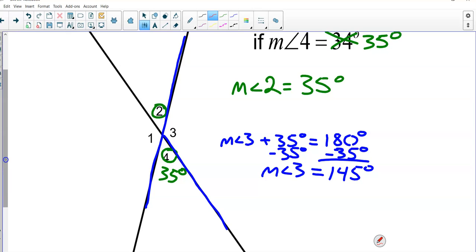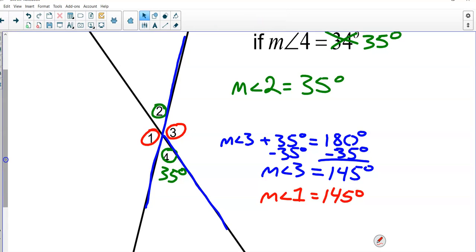You've got two ways of doing this. Maybe you would have started with angle 1 and noticed it's a linear pair with angle 4. It's also a linear pair with angle 2. Or, now that we know what angle 3 is, they're also vertical angles. So angle 1 and angle 3 are going to be equal. So the measure of angle 1 equals 145 degrees. So we found 1, 2, and 3, and all we knew to start with was the measure of angle 4.